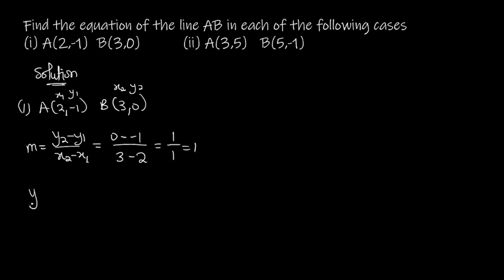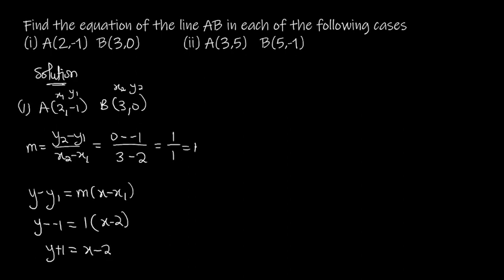Therefore I write down my expression y minus y1 is equal to m into bracket x minus x1 in order to find the equation of my line AB. I do the necessary substitution, that is y minus y1, which is negative 1, is equal to 1 as the gradient, and x minus x1, where x1 is 2. So I have here y plus 1 is equal to x minus 2.